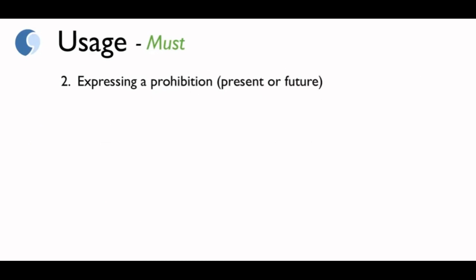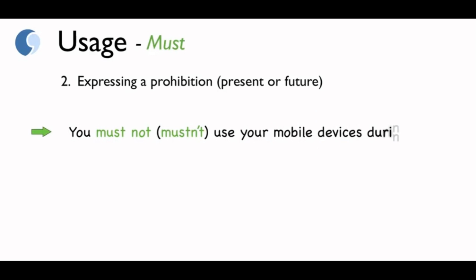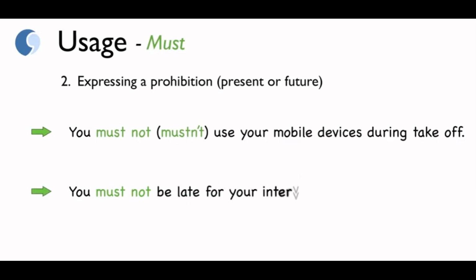The second usage of must is expressing a prohibition. Once again, it is also used in the present or future. Let's see how you are prohibited at the airport. So you mustn't use your mobile devices during takeoff. You must not be late for your interview tomorrow.